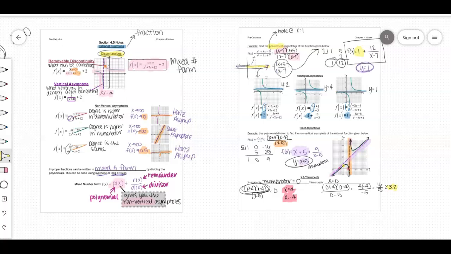Just to close, remember, rational means fraction. We find our discontinuities, our asymptotes, or our holes by looking where the denominator would equal 0. To figure out what's happening long term, those are called our non-vertical asymptotes. They could either be horizontal or they could be slant. Here are the 3 different cases that we could see depending on where the degree is higher, but ultimately that mixed number form helps us when we can see that polynomial part.